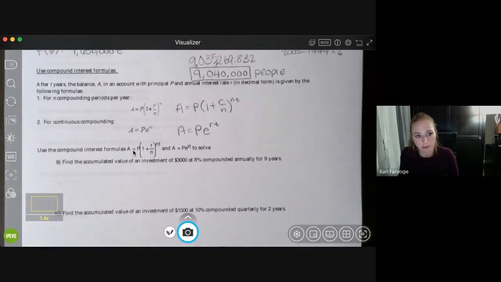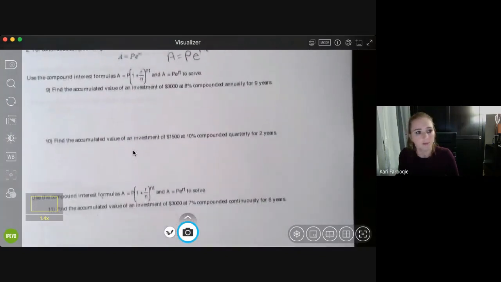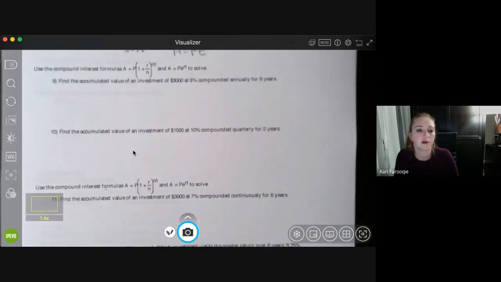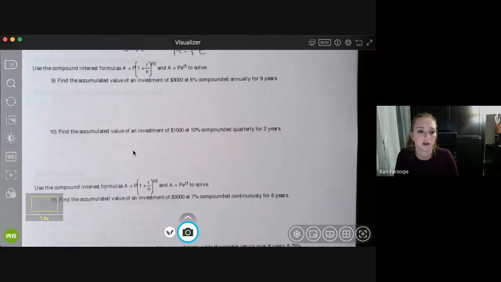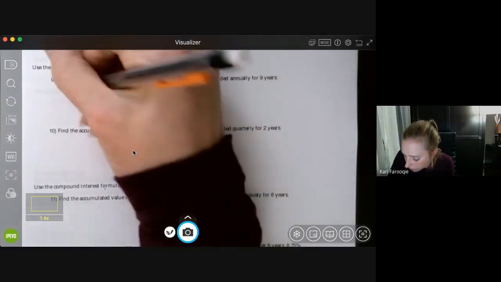Number 9, find the accumulated value of an investment of $3,000 at 8% compounded annually for 9 years. So the most important thing is to properly identify what information you're being given. In this section, most of the time you're looking for A because you don't know how to solve these exponential equations yet in order to solve for a value that's in the exponent. So we're going to find the accumulated value. That means find A.